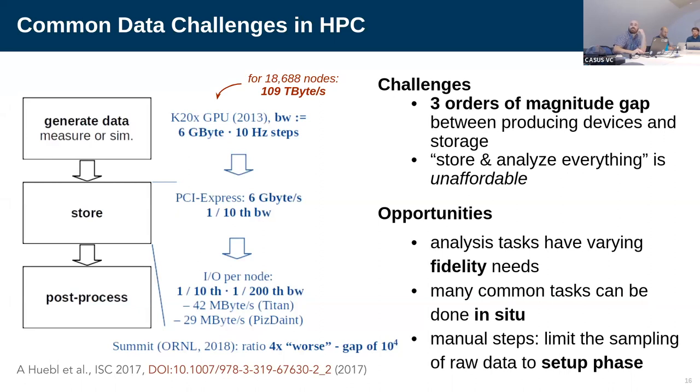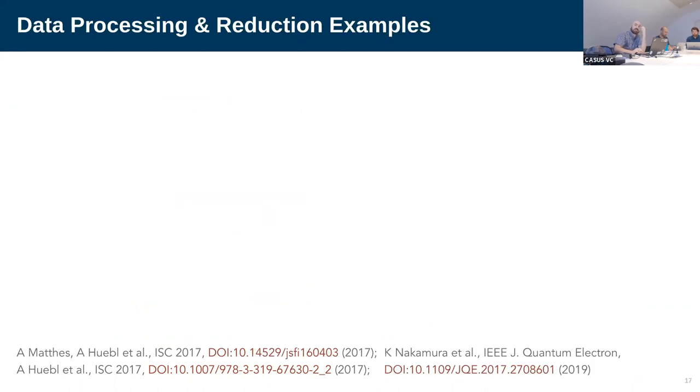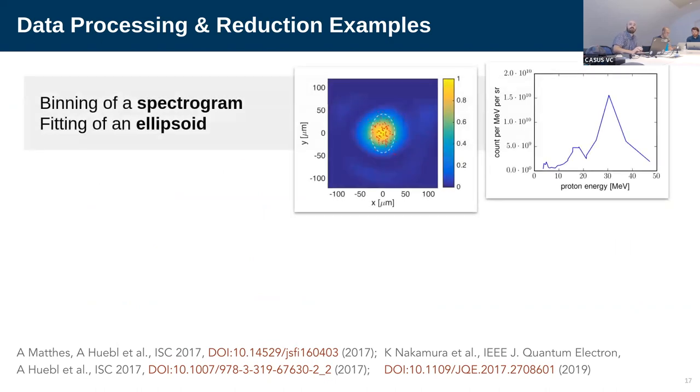So what we have to do is go to opportunities, and analyze the tasks that are varying with fidelity needs on the fly. A lot of these things can be done really in situ, and this is a little bit of motivation for what in situ processing is and why we need to research that. The challenge that I showed you is basically the question: do you actually need the raw data, or are you looking for some physics, something specific?